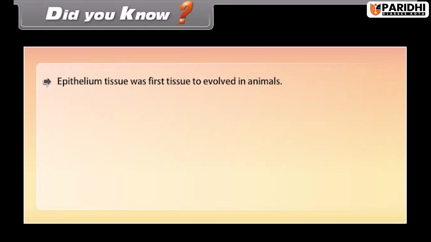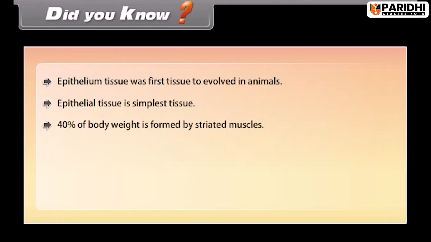Did you know? Epithelium tissue was the first tissue to evolve in animals. Epithelial tissue is simplest tissue. 40% of body weight is formed by striated muscles.